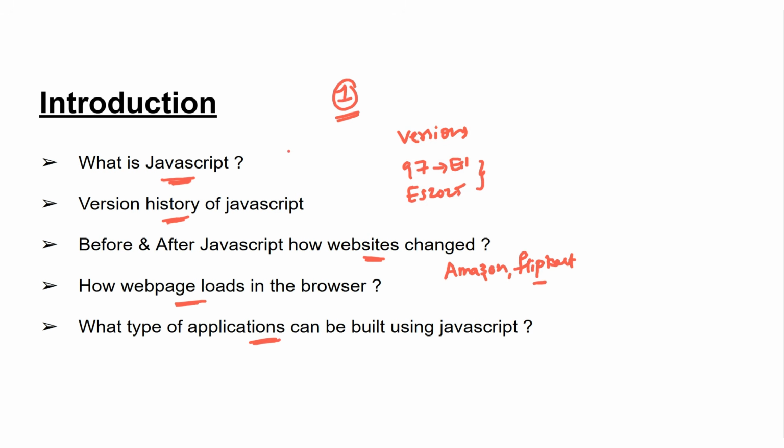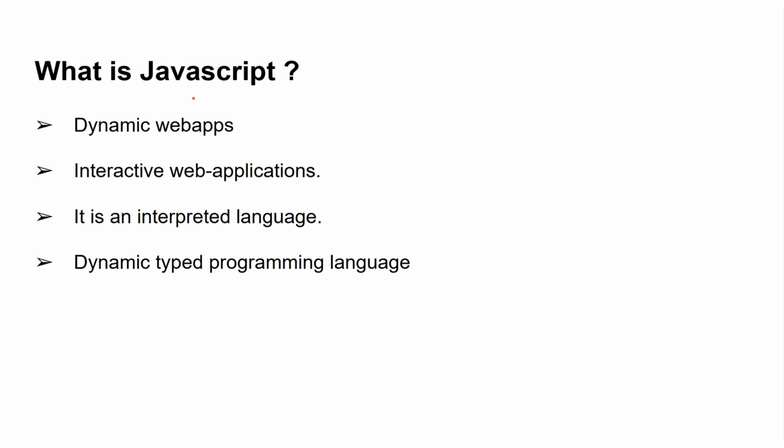And what type of applications can be built by using JavaScript. We can build front end applications, websites, mobile applications, back end applications. So what type of applications can be built by using JavaScript and how we can build that? We are going to see everything in detail about this. Let us move into our first topic, that is what is JavaScript.